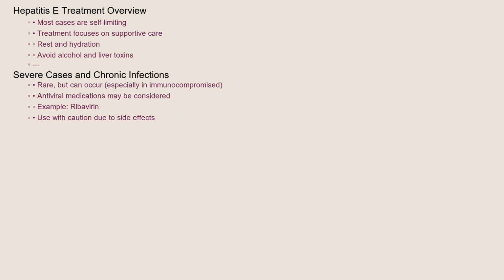In most cases, hepatitis E is a self-limiting illness, meaning it resolves on its own without specific antiviral treatment. Treatment typically focuses on supportive care, such as rest, adequate hydration, and avoiding alcohol and other substances that can further damage the liver. In rare cases of severe liver failure or chronic infection, which is rare but can occur in immunocompromised individuals, antiviral medications such as ribavirin may be used. However, these medications should be used with caution due to potential side effects.